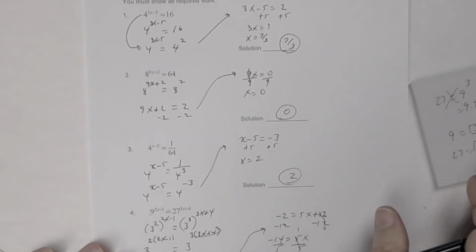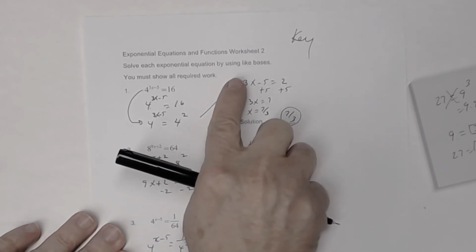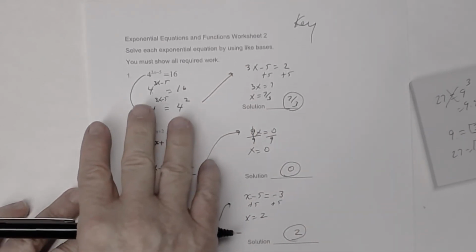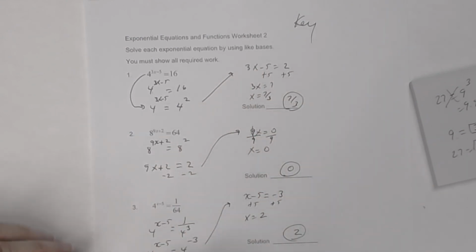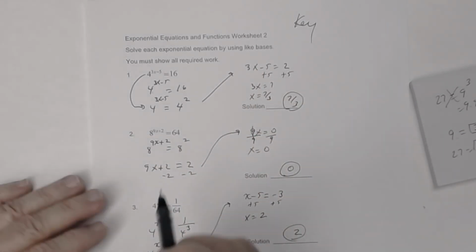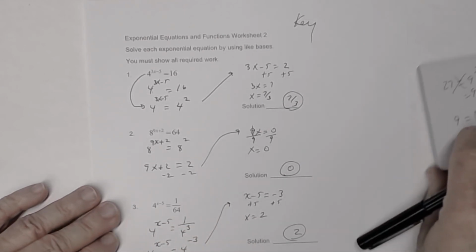So that's how you solve an exponential equation by getting the bases to be alike. For these exponential equations, if it says use like bases, then you will be able to manipulate them to where you can get the bases to be identical. Okay? All right, so that's it.